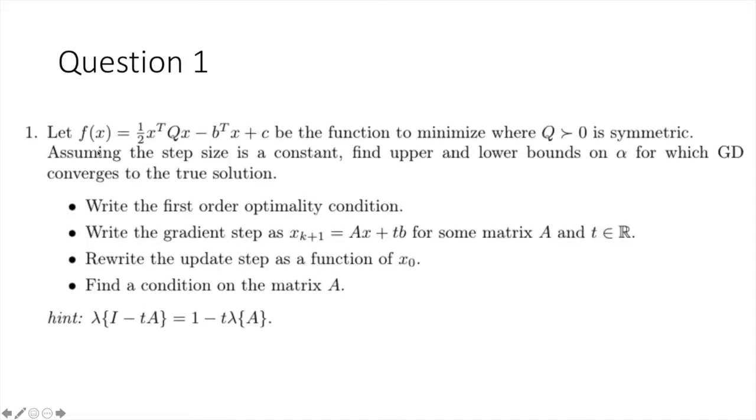Let f of x be the following function, with Q positive definite and symmetric. So, assuming the step size is constant, let's find an upper and lower bound on alpha for which the gradient descent algorithm will converge to the true solution. I encourage you to pause the video right now and use these hints to try to solve the question yourselves.